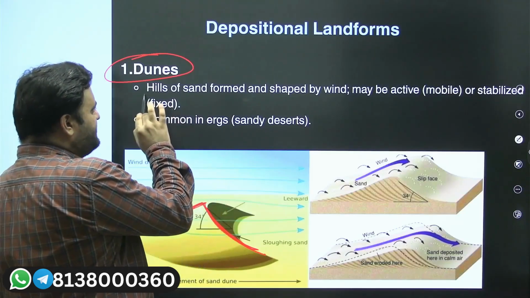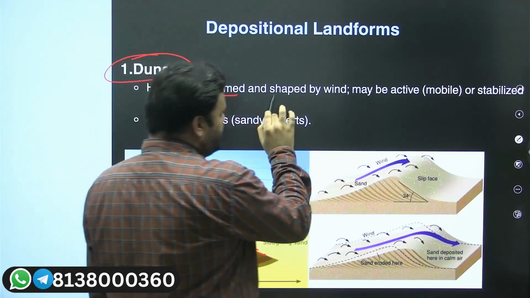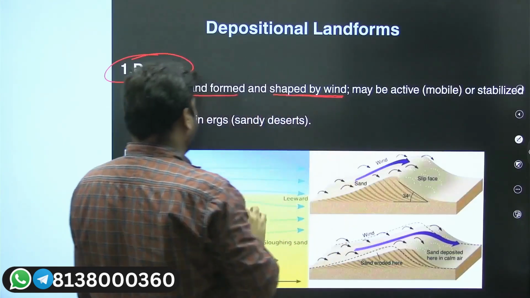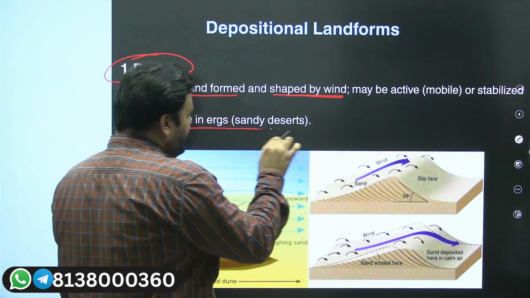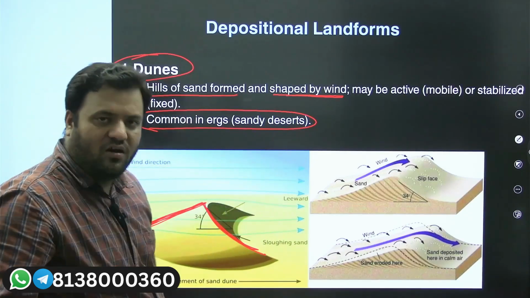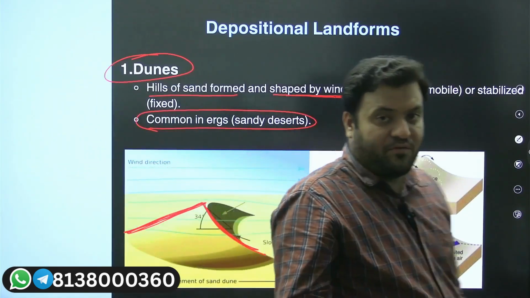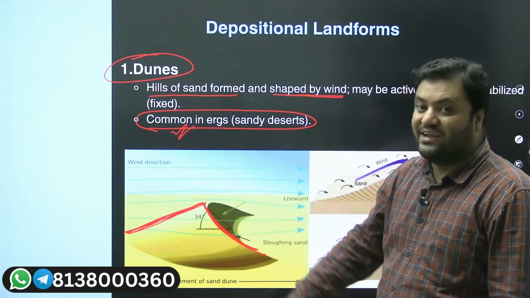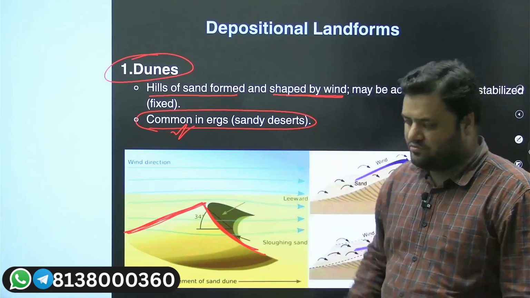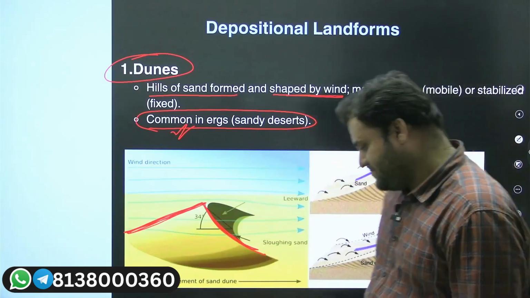So when hills of sand are formed and shaped by the wind itself, they are called dunes. Dunes are very common in the erg, or sandy type of desert we have discussed. So in an erg desert we will always have dunes. Dunes will be formed in this way.